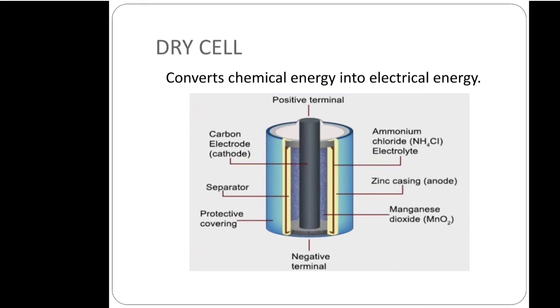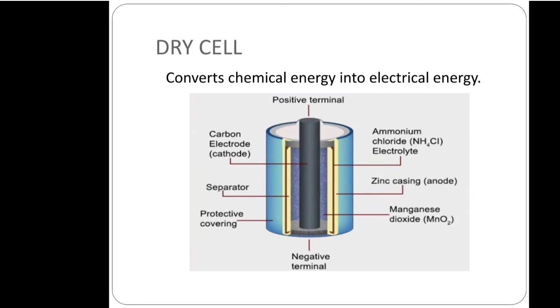Now let us know about the dry cell. So what is this dry cell? This dry cell converts chemical energy into electrical energy. One example of the dry cell is the galvanic cell. These dry cells are used in flashlights, then in radios, then in clocks. So these are the things where dry cells are used. So you see in the picture, this is the whole diagram of the dry cell.